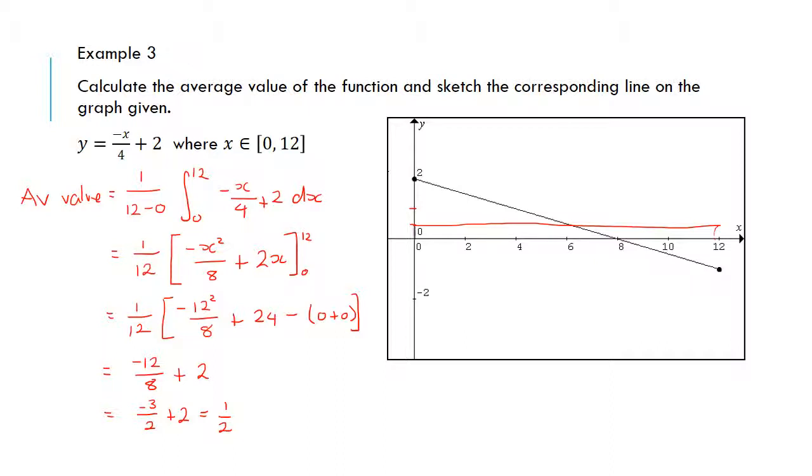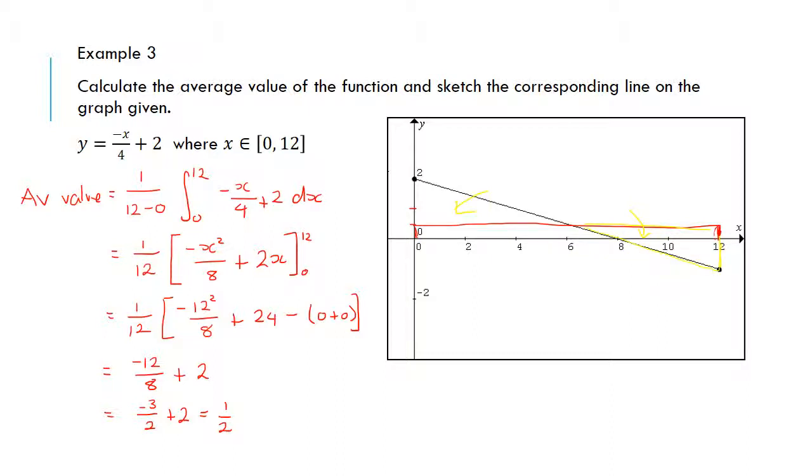We can visualize this in a couple of ways. Notice the average value does take into account the negative area. So the area in this red rectangle here needs to be equal to the signed area. Or another way of thinking about it is that this area in this first section here is going to be equal to this area in this second section, in this second triangle here. That's another way we can think about it.